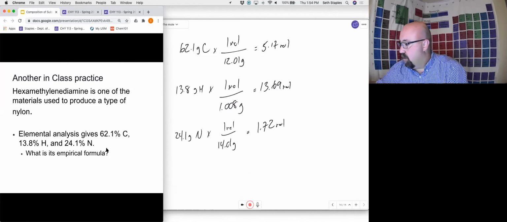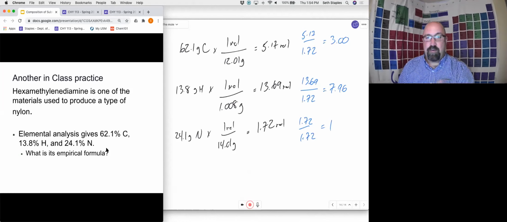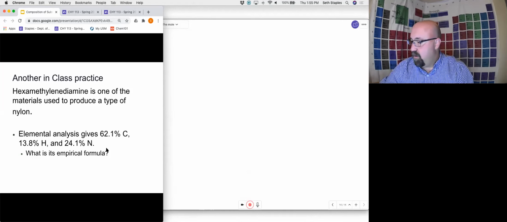So we'll take our 5.17 divided by 1.72, 13.69 divided by 1.72, and 1.72 divided by itself. That's going to now give us our empirical formula. And so our empirical formula for this is going to be C3H8N. So let's just go to another page. We just found our empirical formula to be C3H8N.